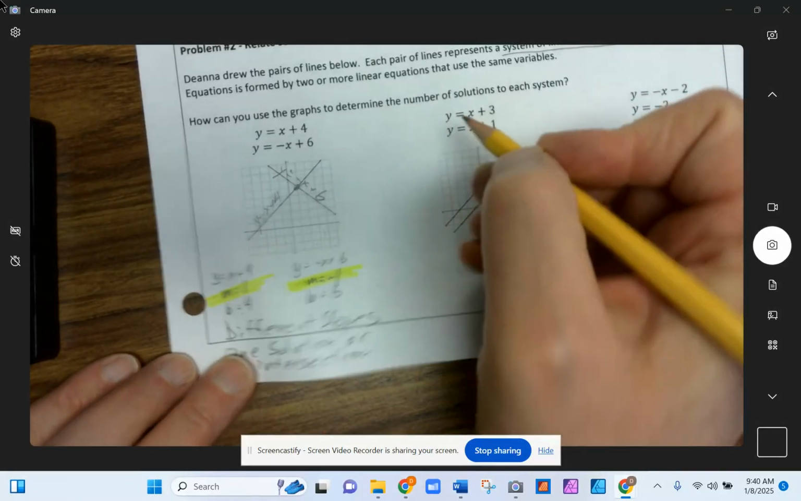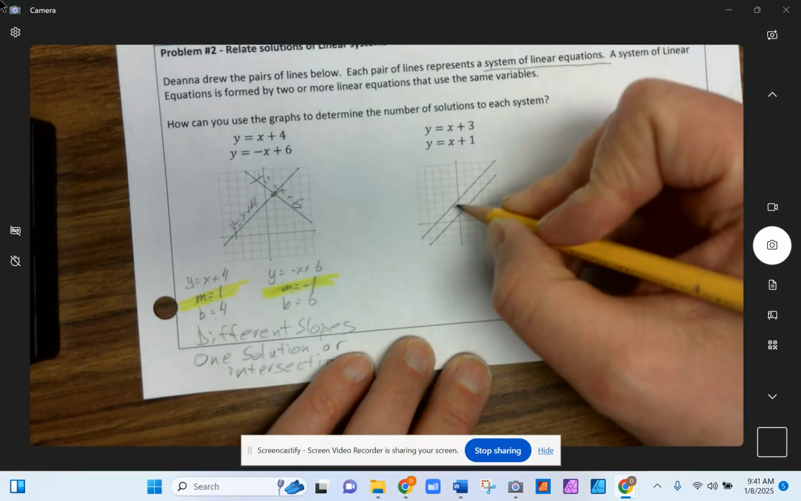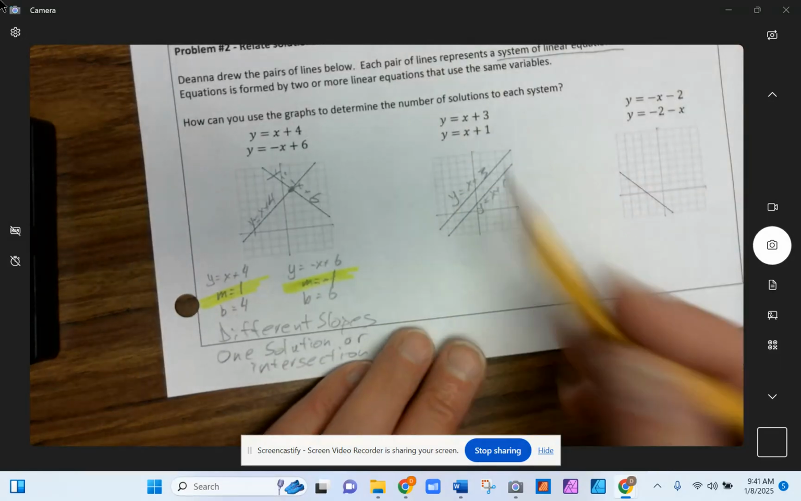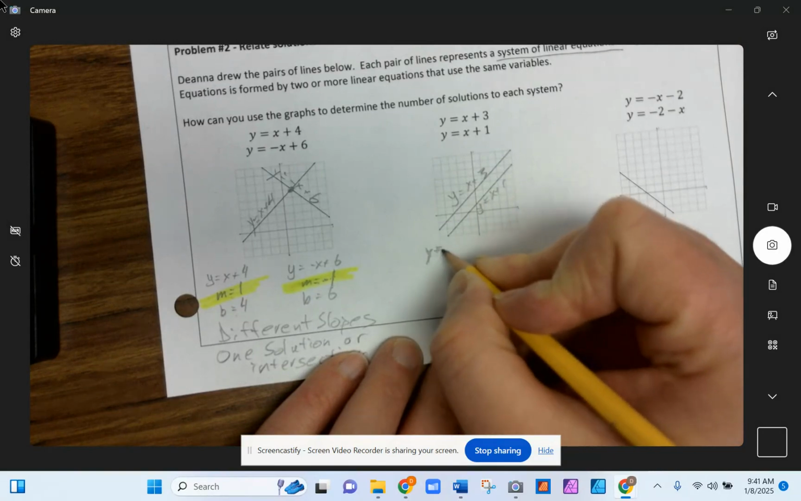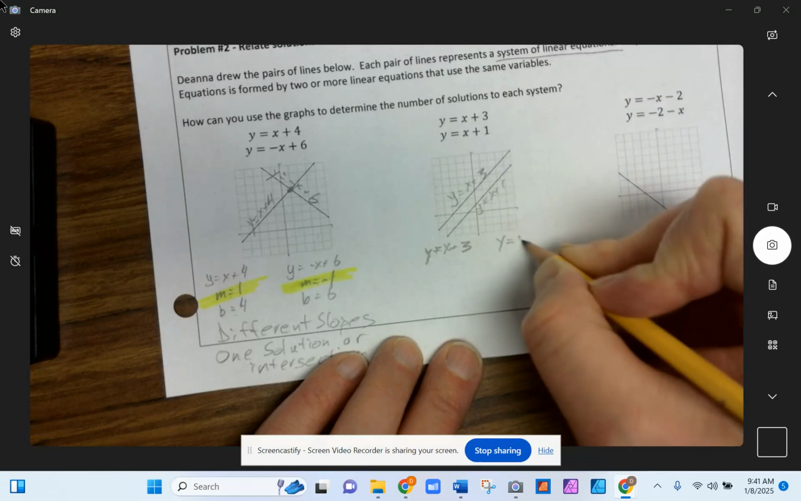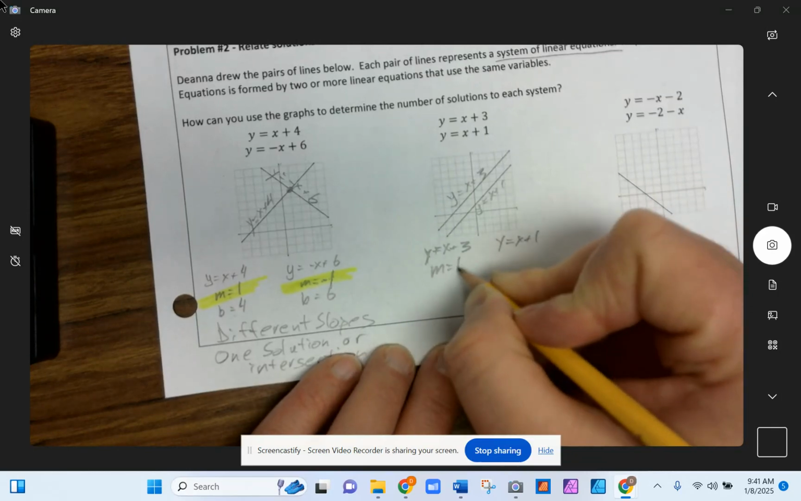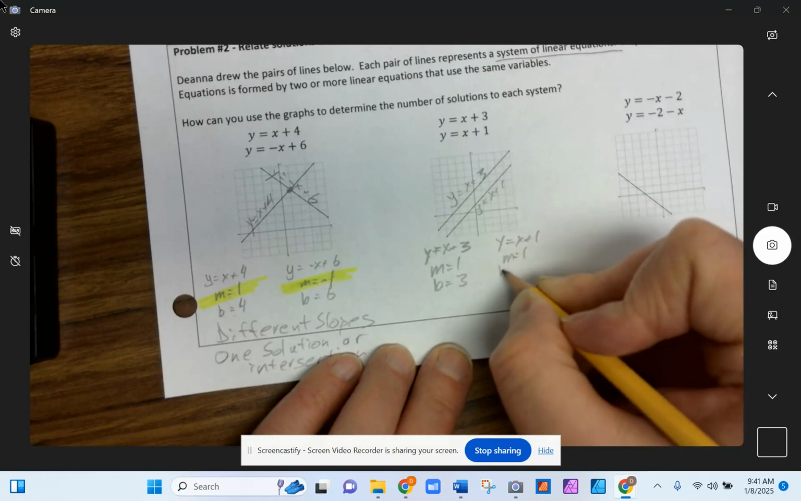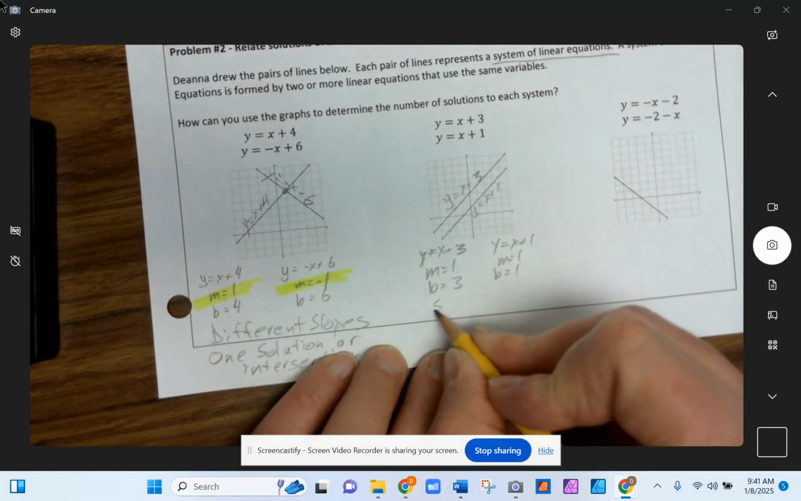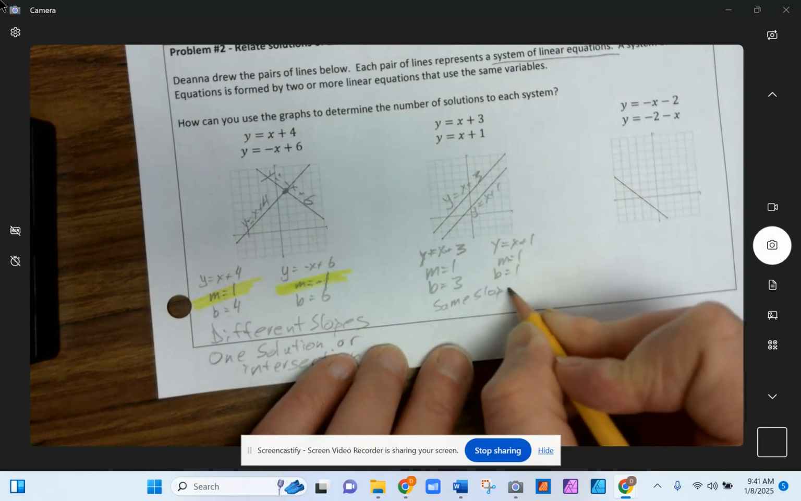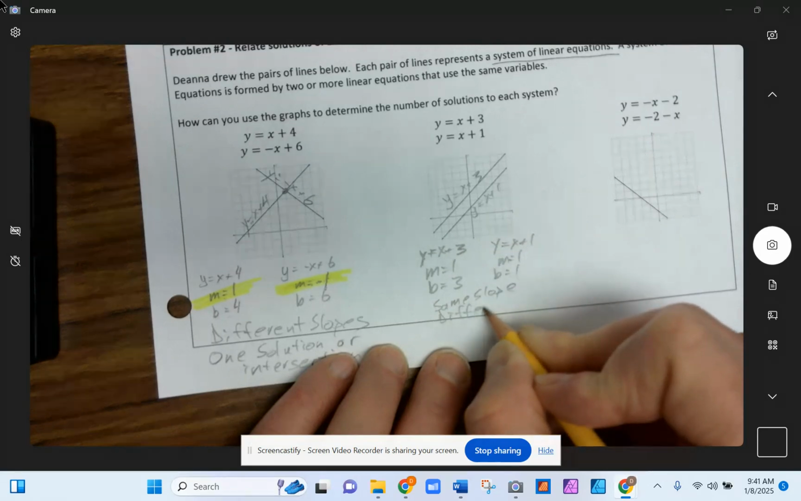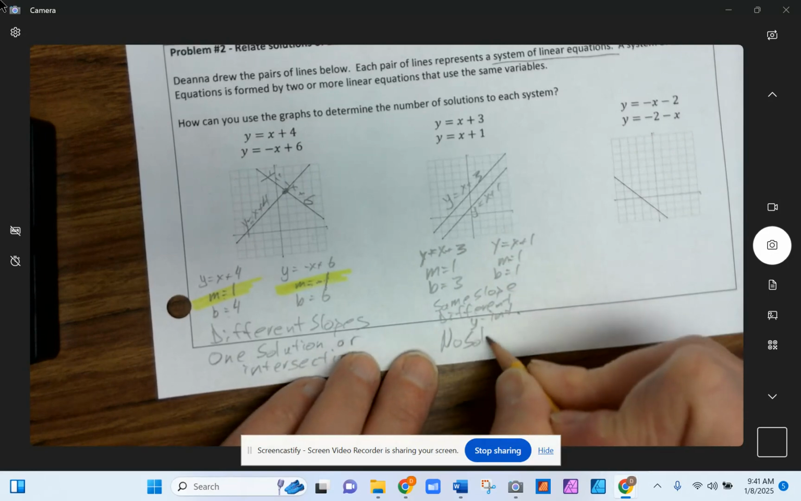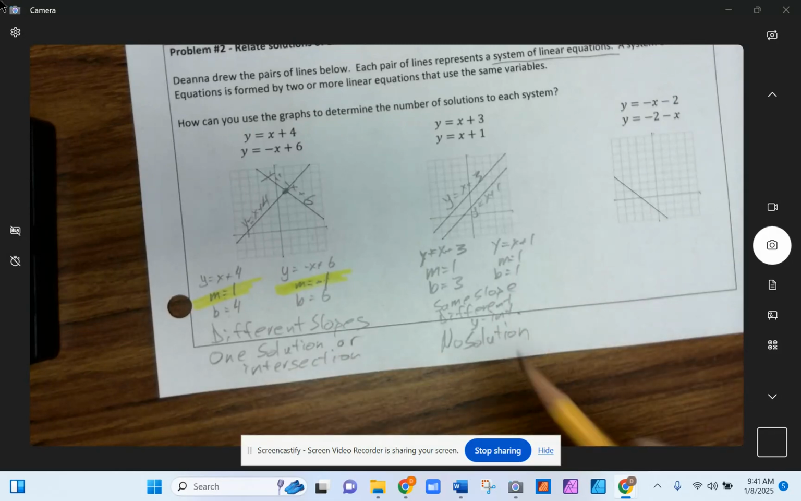Okay. Now here we have y equals x plus 3, this one on top, and y equals x plus 1 on the bottom. So our slope is 1 for each of them, okay? And our y-intercept is 3 here and 1 here. So we have same slope, but different y-intercepts, no solution, or no intersection. Okay, so same slope, different y-intercepts.